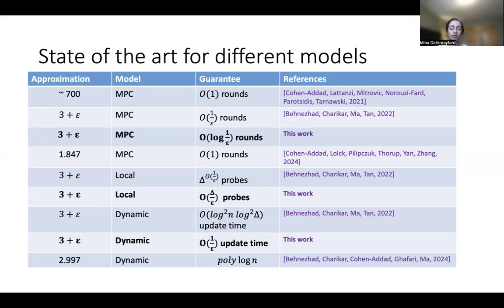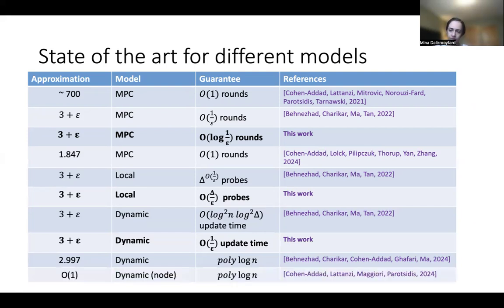In the dynamic setting, there is this recent paper by Behnezhad et al. They break this 3 approximation barrier, giving a 2.997 approximation in polylog n update time. So their update time guarantee is still polylog n, not constant, but they beat the approximation factor.